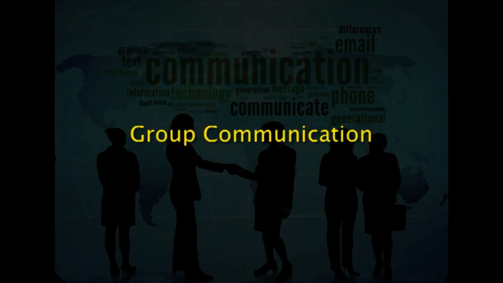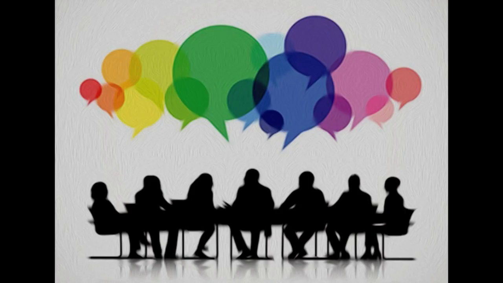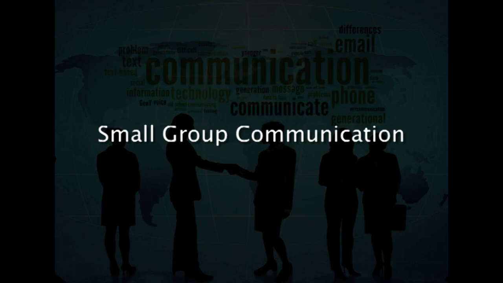And the third one is group communication. This communication occurs among 3 or more members, and it is based on the number of individuals, and it can be classified into 2 types, small group and large group. In small group communication, there will be at least 3 members in the group, and at the maximum around 12 to 15 members.